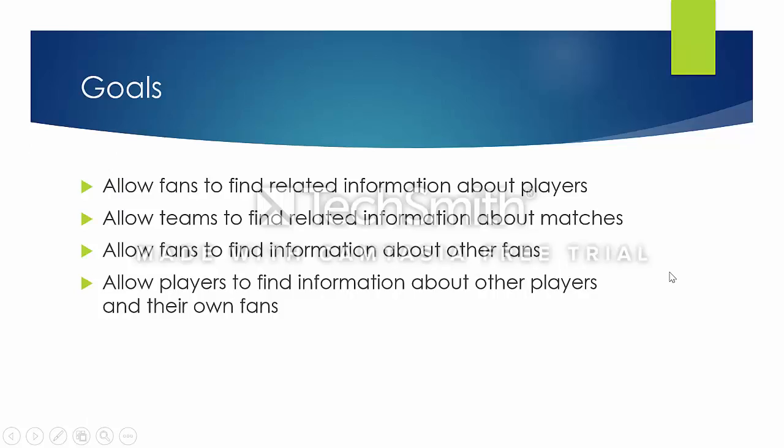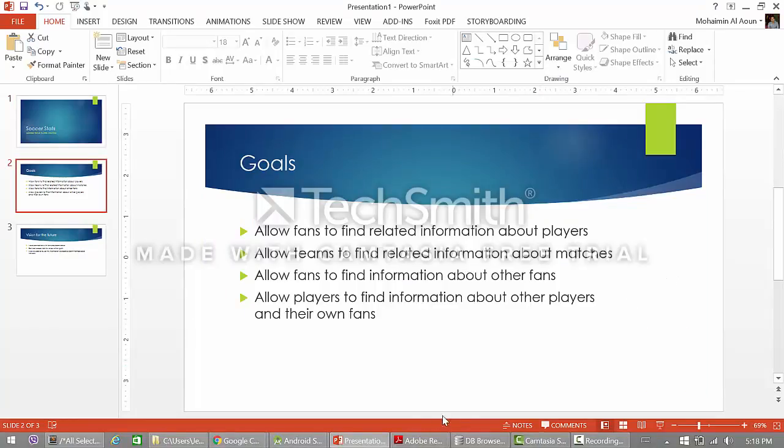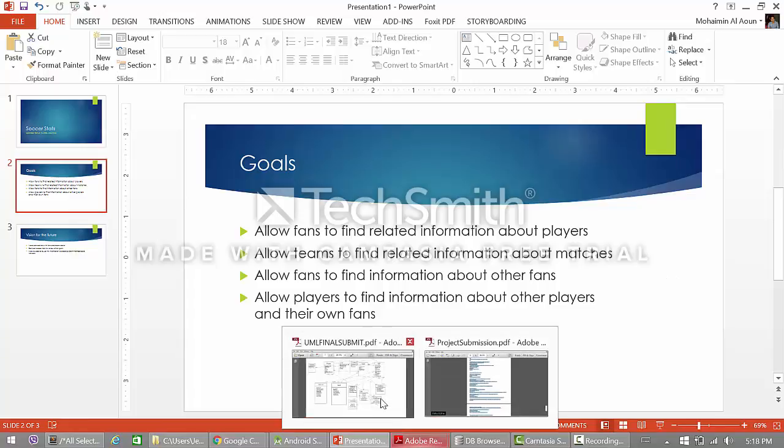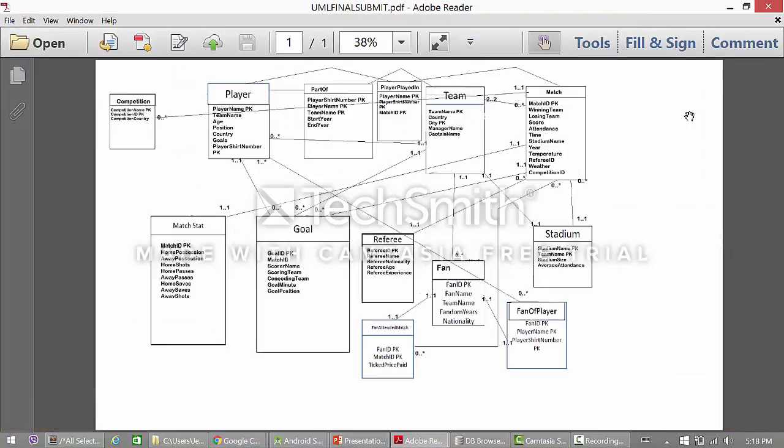Now, the overall goal of this project is to allow fans to find related information about players, to allow teams to find related information about matches, to allow fans to find information about other fans, and to allow players to find information about other players and their own fans. So, in order to take you through the project, it is best to go through the UML diagram and understand the structure of the database.